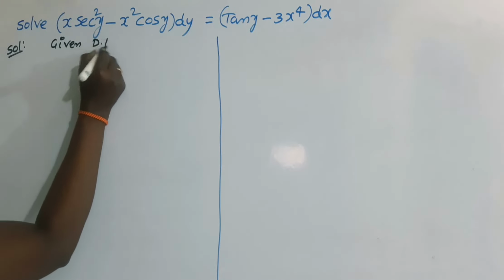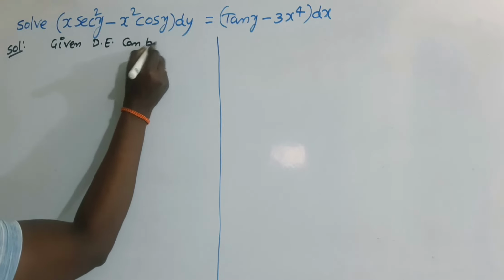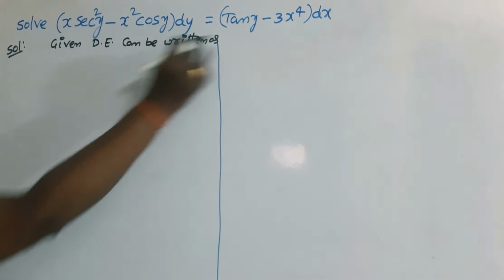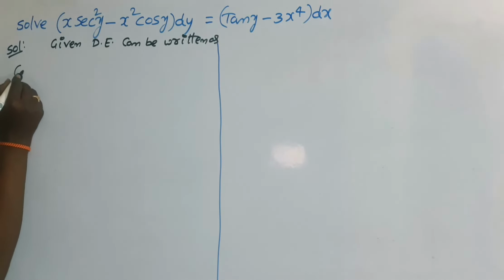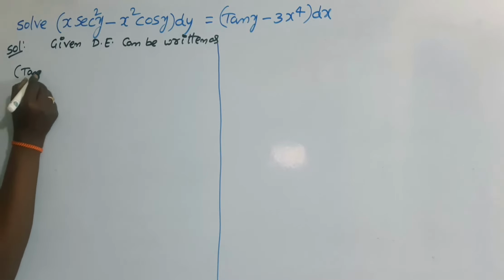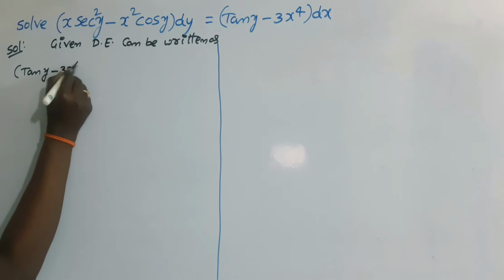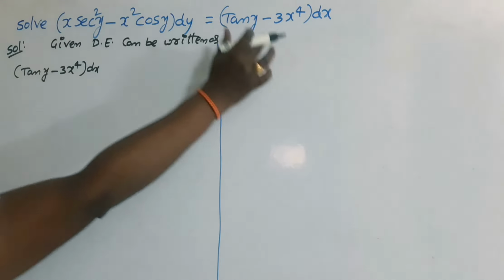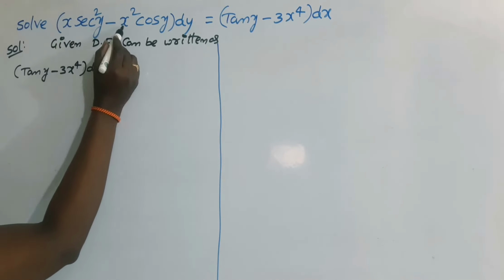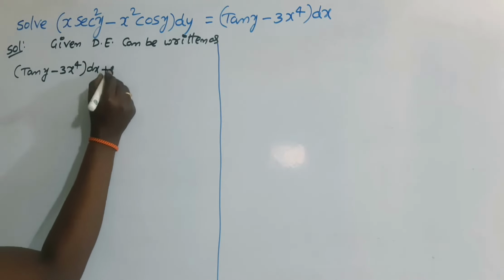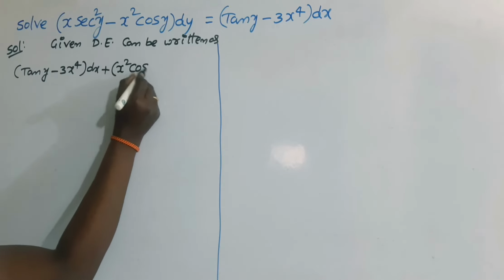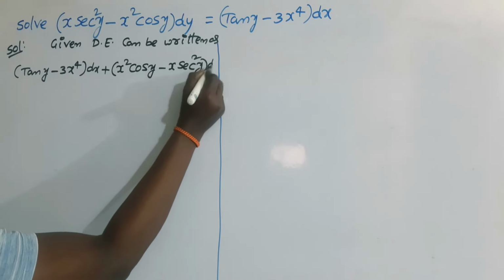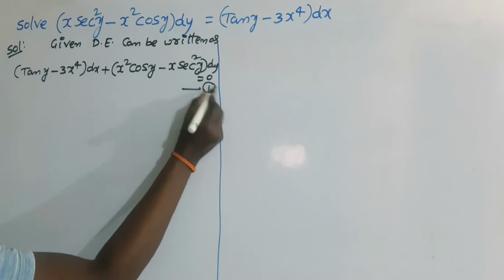The given differential equation can be written as, first write this term, (tan y − 3x⁴) dx. And if we take this term to this side, you will get a negative sign. But the inside term is negative x² cos y. That's why I will write this one as (x² cos y − x sec² y) dy is equal to 0. Take it as equation number 1.